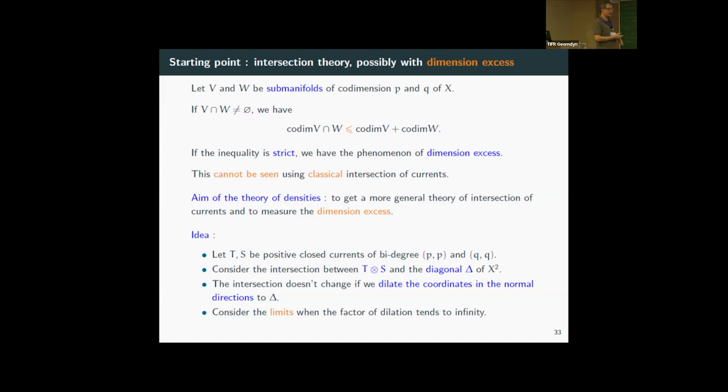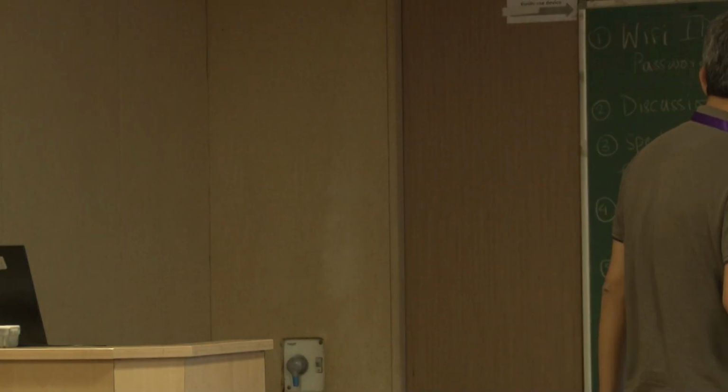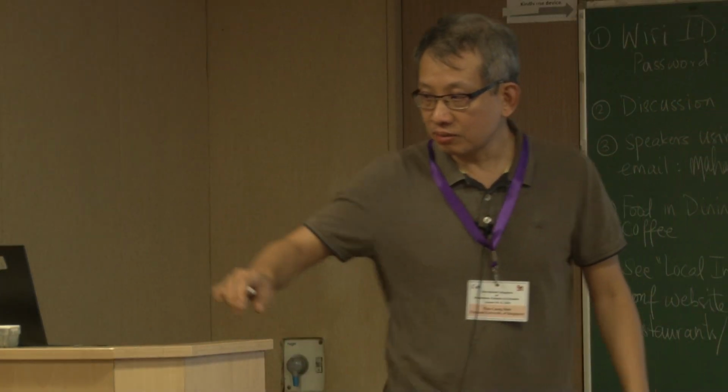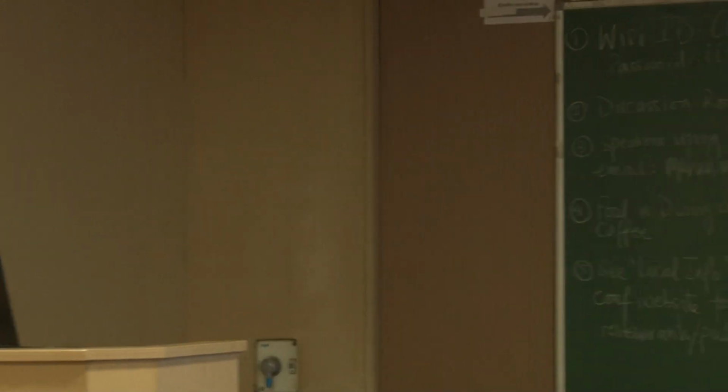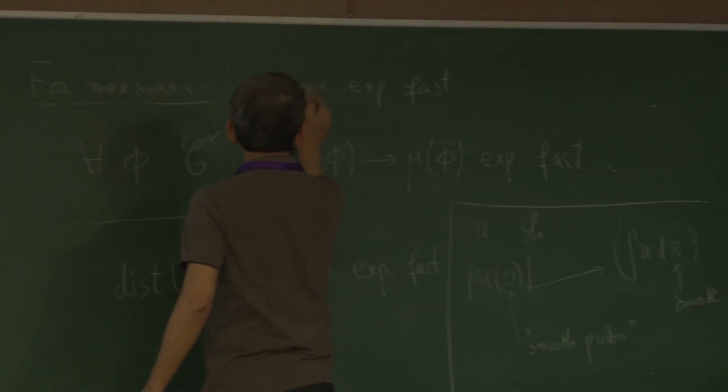That's easy to see, but now, given two positive closed currents, how can you say that there is some excess dimension in this intersection? It's difficult to draw currents, but we try to do that. The idea is extremely simple. The starting point is very simple, but technically it's quite complicated. So let me summarize the idea here.